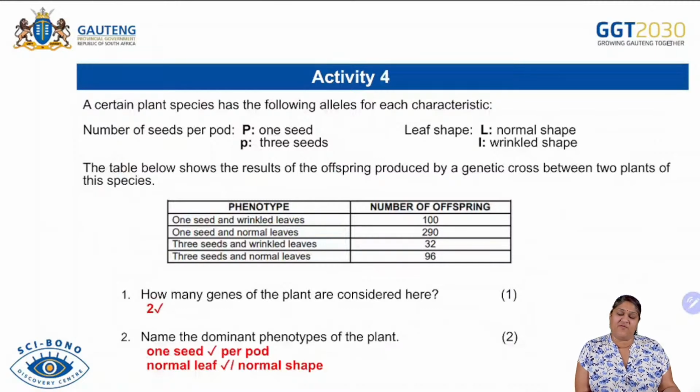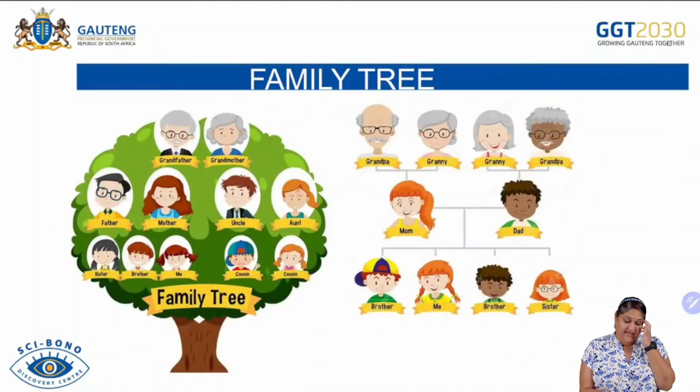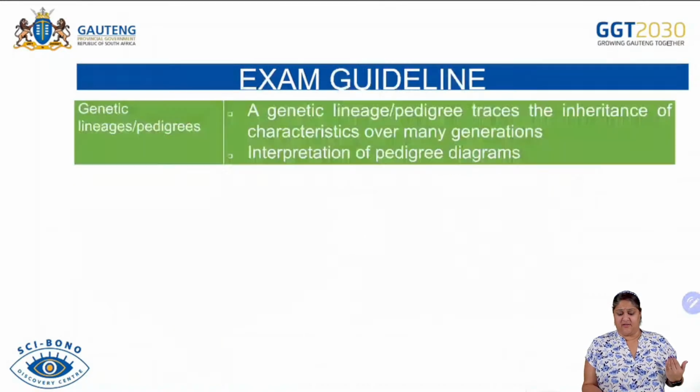Also remember your law of independent assortment and your law of dominance. Okay, those things also help you to answer some application questions. Now we go on to genetic lineages, the pedigree diagrams. Okay, and basically these trace inheritance of characteristics over many generations. It's basically your family tree.